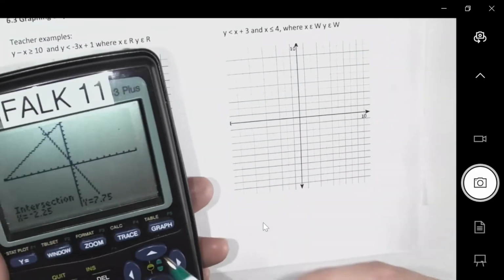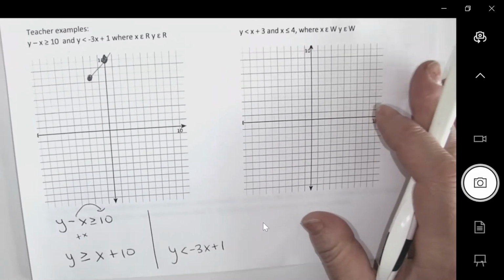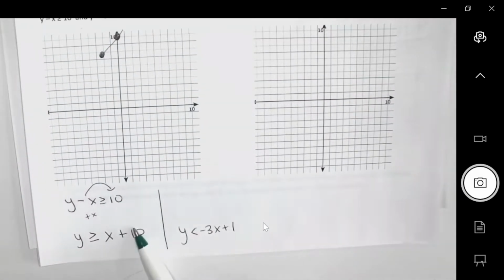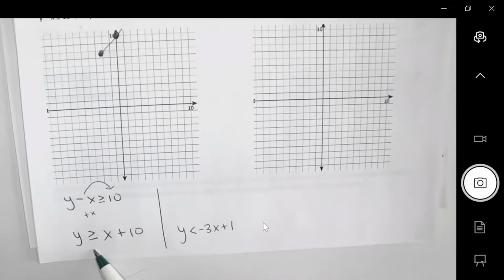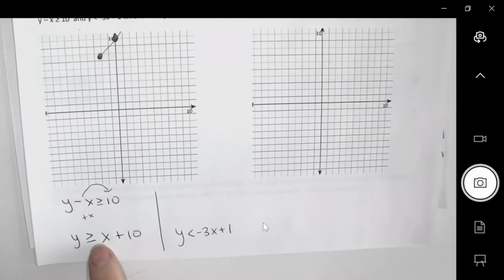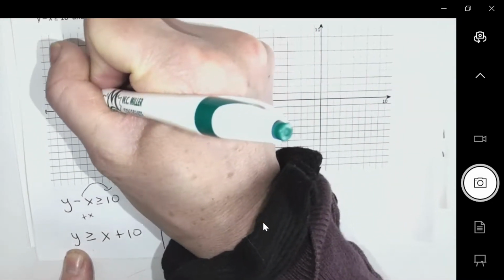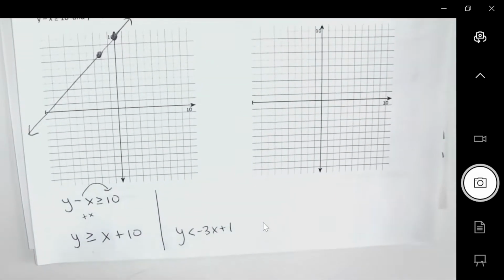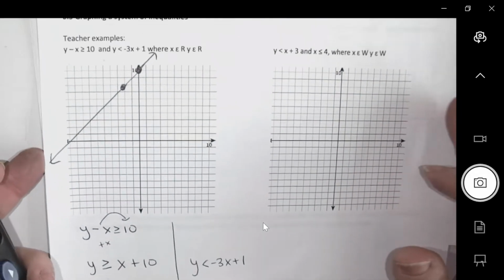Okay, I'm going to draw this line. When I draw that, so the 10 line, so this is this line, can I be solid or dashed? So this one can be solid because it says equal to on it. So I can draw it as a solid line. So that's that.